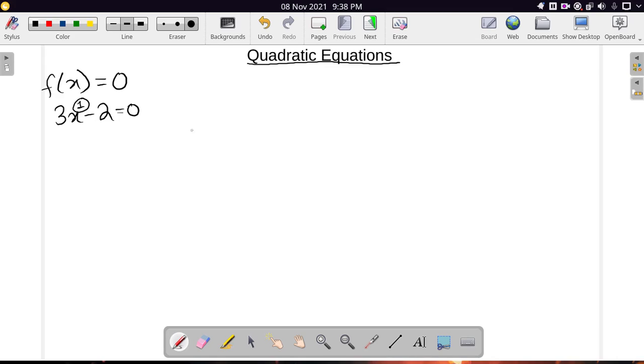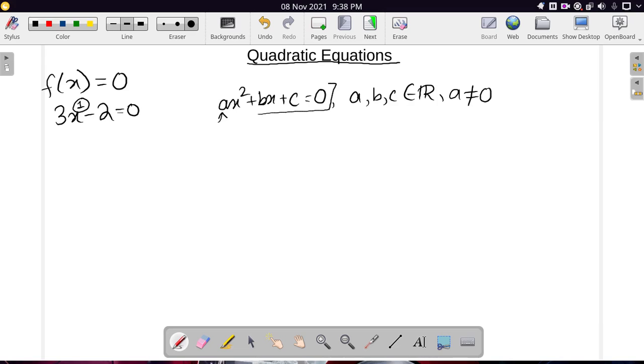The general form of a quadratic equation is ax square plus bx plus c is equal to 0, where a, b, c belong to real numbers, and a cannot be equal to 0. This is very self-explanatory, because a is known as the leading coefficient. If the leading coefficient is 0, then this would turn out to be a linear equation. But we are talking about quadratic equations over here. So this is basically the general form of a quadratic equation.